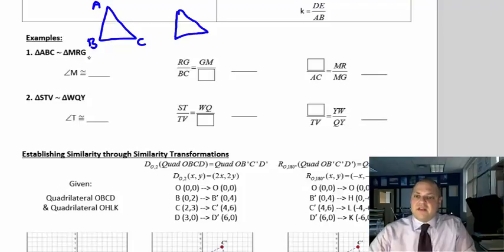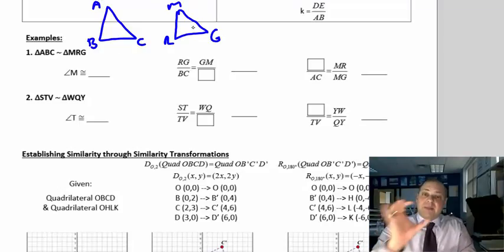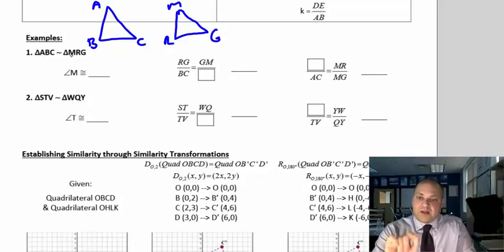Kind of. And then I call it MRG. Now see how I labeled it? I went top, bottom left, bottom right. Top, bottom left, bottom right. You got to make sure they line up. A corresponds to M, B corresponds to R, C corresponds to G. We should know that already. We've done that earlier in the year, right? Same thing with similarity as it was with congruence.